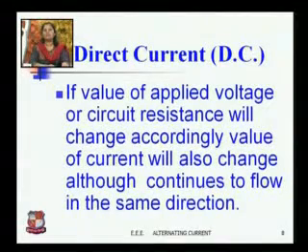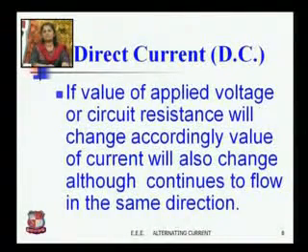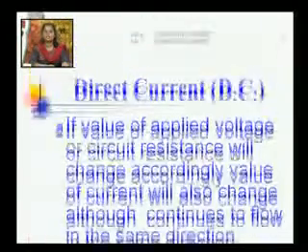Okay, if the value of applied voltage or circuit resistance will change, according to that value of current will also change, although the direction of current remains constant. So this type of current is known as the direct current, in which the direction of current will never change. Magnitude of current may change if the circuit element will change.